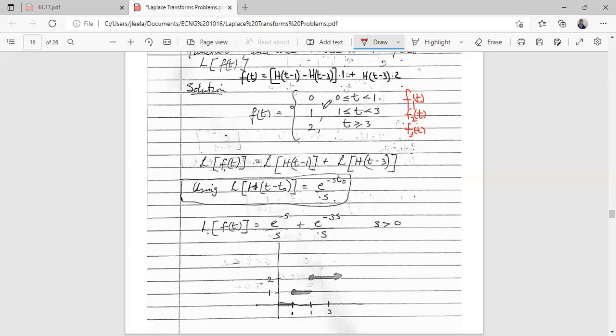And then if we sketch the graph, you see here, between 0 and 1, you have a horizontal line on the t-axis, right? And this is the f of t axis here. Right, between 1 and 3.